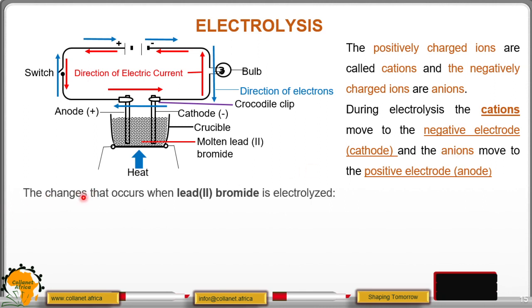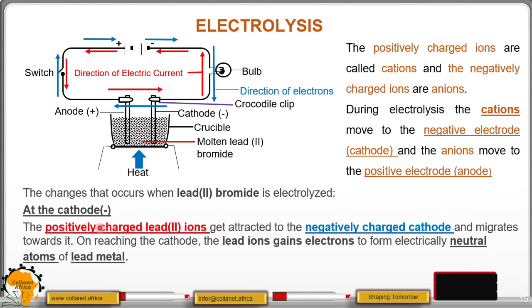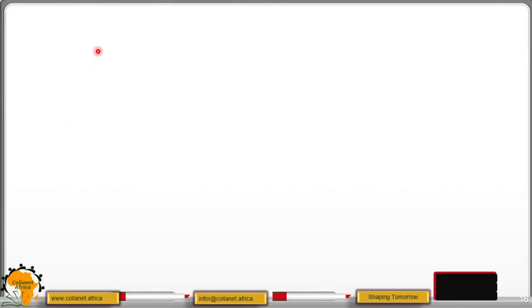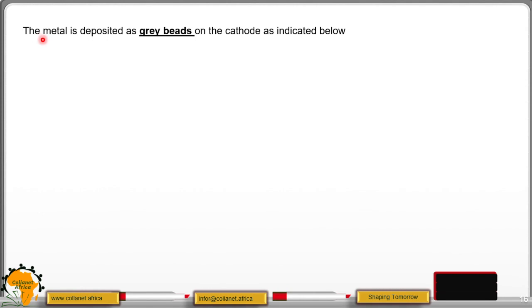The changes that occur when lead bromide is electrolyzed. At the cathode, which is negatively charged, the positively charged lead ions get attracted to the negatively charged cathode and migrate towards it. On reaching the cathode, the lead ions gain electrons to form electrically neutral atoms of lead metal. So they usually gain electrons. The metal is deposited as gray beads on the cathode as indicated below.